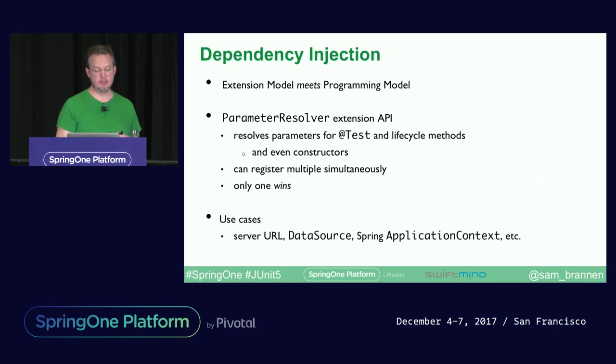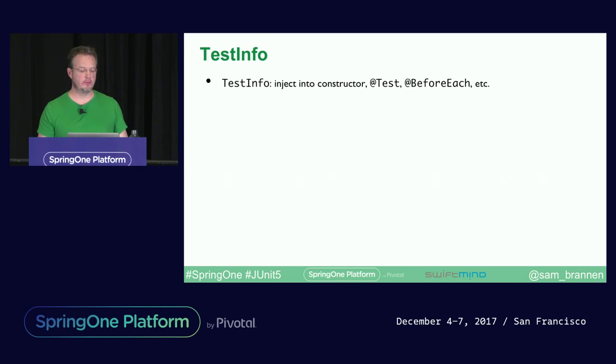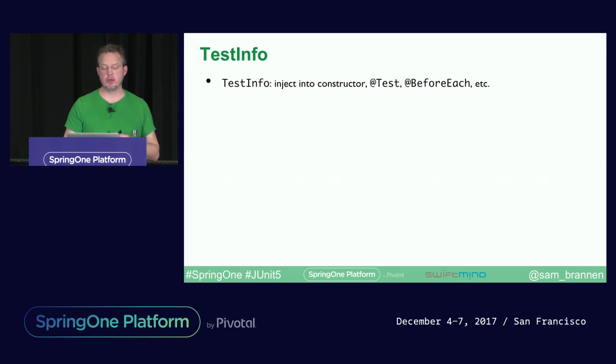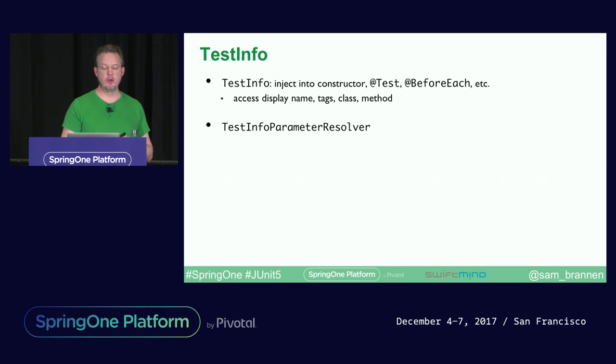So typical use cases, if you want to inject something like the server URL or a port number, maybe a data source, maybe a Spring Application Context, or a bean from CDI or from Spring Application Context, that's why you would probably want to use that. So TestInfo, that's from the framework itself. You can inject that into your constructor, @Test, @BeforeEach, et cetera, and you get access to things like the display name, tags, class, and method, and stuff like that. And for that, just behind the scenes, there's a TestInfoParameterResolver.